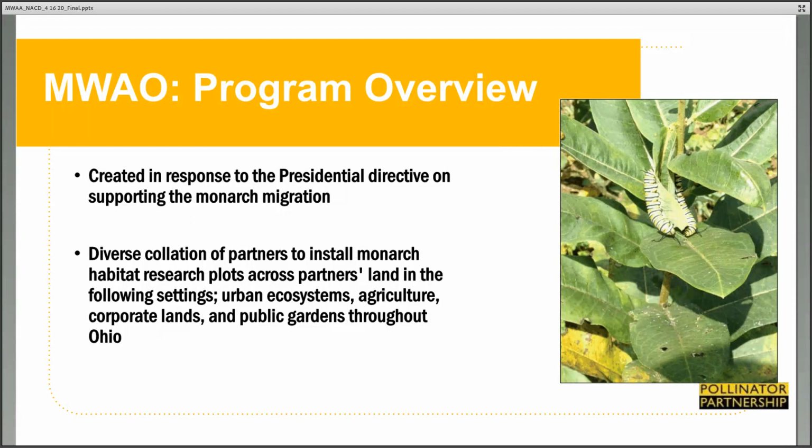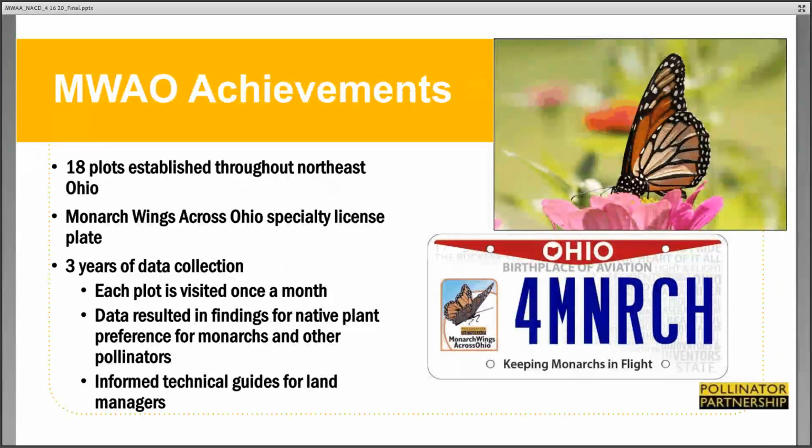So just a brief program overview. This was created in response to the presidential directive on supporting the monarch migration, which came out of the Obama administration in 2013. This really was a presidential memorandum with an action plan for all federal and private citizens to focus on protection and promotion of honeybees, monarch butterflies, and other pollinators. So we got together a diverse coalition of partners to install monarch habitat research plots across the partners' lands in the following settings: urban ecosystems, agriculture, corporate lands, and public gardens throughout the state of Ohio.